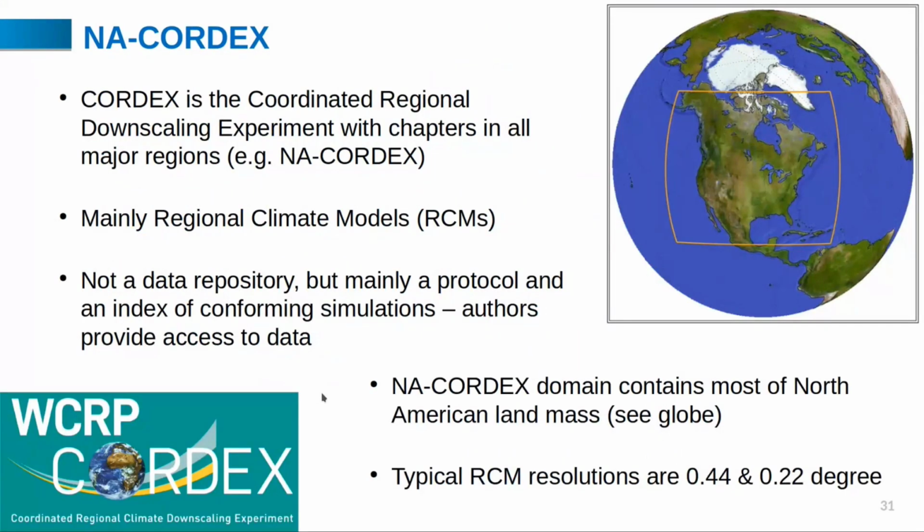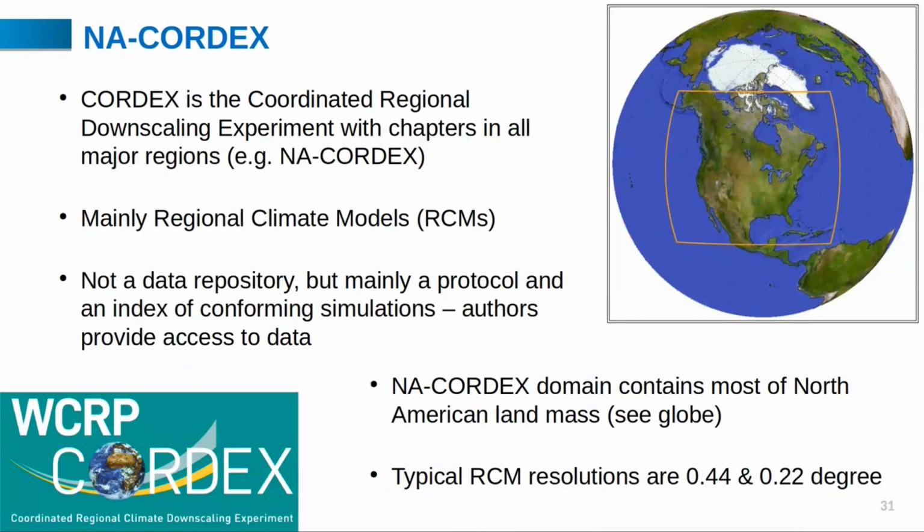And since I've mentioned it, CORDEX is the Coordinated Regional Downscaling Experiment. So it's essentially a coordinated effort to produce regional climate model projections. It's very focused on regional climate models, although technically it also includes statistical downscaling. There are chapters for all major regions on the globe. This is the suggested model domain for North America. And there's Europe, Africa, Asia. All major regions have CORDEX chapters. Right? This is not limited to North America.